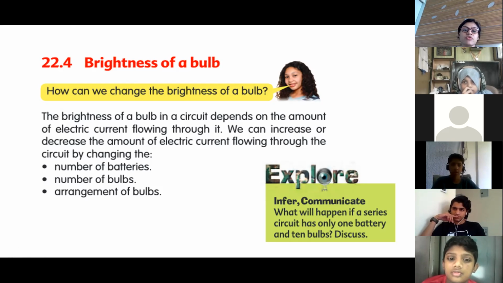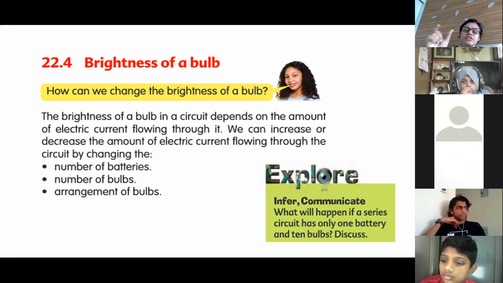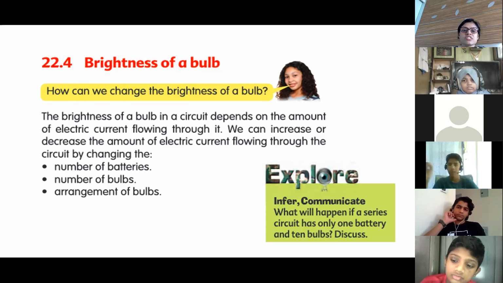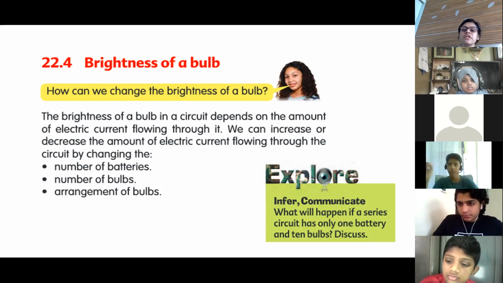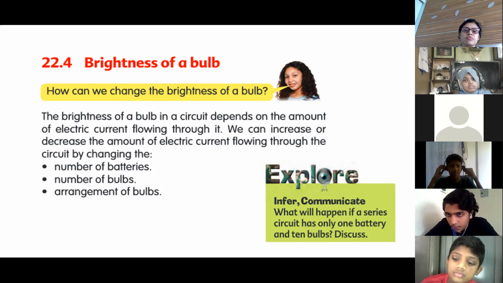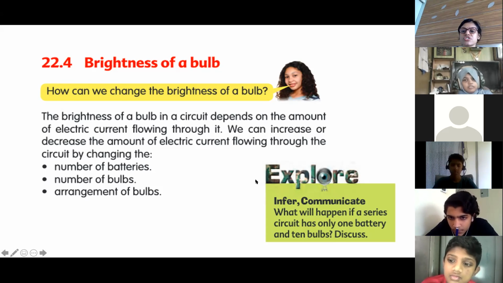But in parallel, Munir, if you are connecting all the bulbs in parallel, they are directly connected to the battery. Each bulb will take the potential of the battery. Whereas in series, if it is 10 volts, all the bulbs will get 1 volt. Whereas in parallel, each bulb will get 10 volts. Is it clear, Munir? Yes. So in series, the battery voltage is divided, and the bulb will go very dimly.